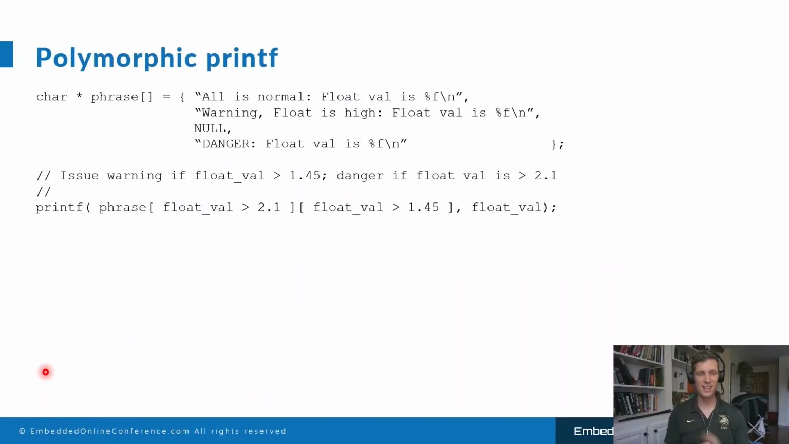If I'm printing something, I can use lookup tables to select which of several statements I want printed, and that starts to look like my printf has polymorphic behavior. So in this example, I'm printing a floating point value, but if that value is above 2.1, then I'm in the danger zone. If that value is between 2.1 and 1.45, I'm in this warning zone, and otherwise everything's fine. And so by computing a couple of Boolean expressions on my floating point value, I can find the correct phrase that I want to have printed, and then my function call here prints different statements, all just based on the floating point value that I've got.